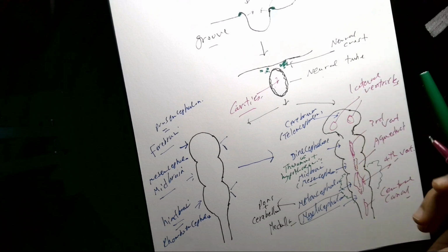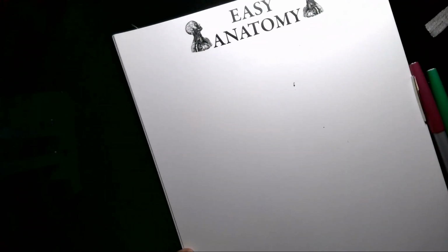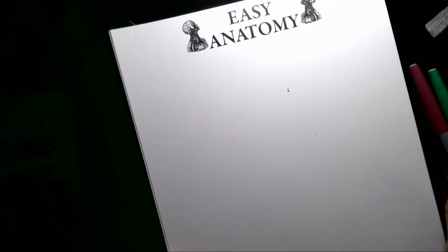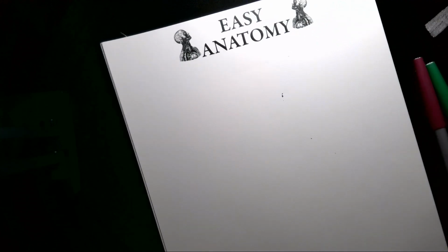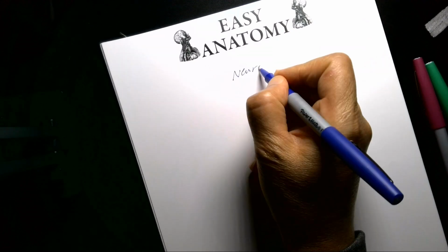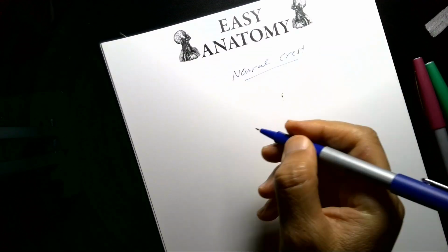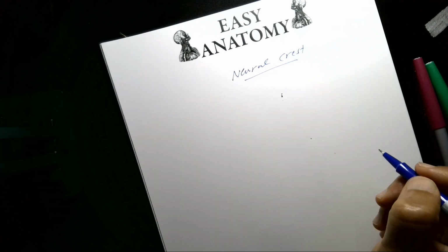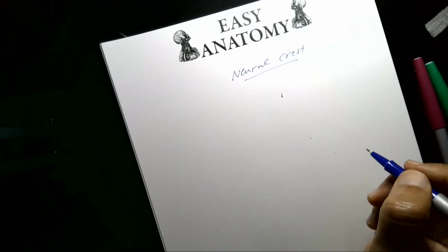Then what is next? I need you to pay attention after that to the derivatives of the neural crest. For an easy answer, the neural crest gives several structures. I am going to focus more on the peripheral nervous system.